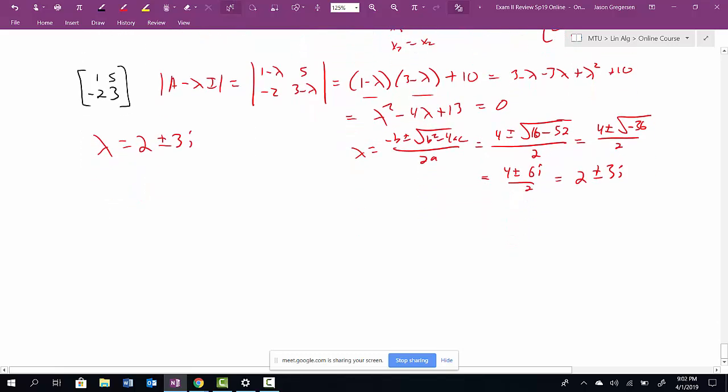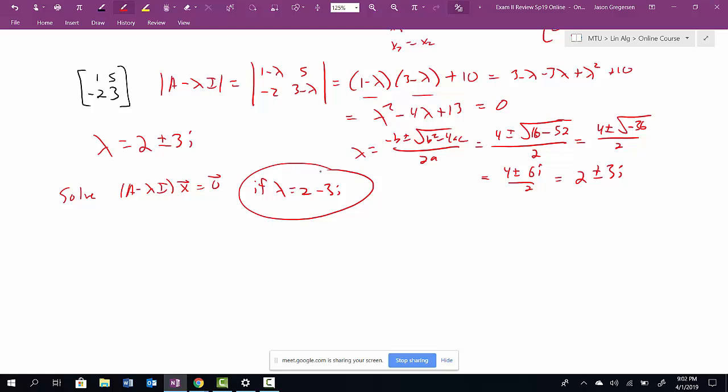Okay, so I found the eigenvalues. Now I got to find the eigenvectors. All I got to do is solve, just like before, A minus lambda I times x equals 0, the homogeneous equation. I'm going to choose lambda equals 2 minus 3i. You choose the negative one because that's how our formula for C was built. Okay, using the negative eigenvalue.